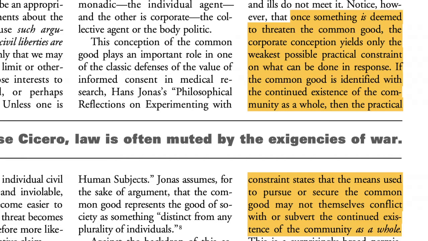If the common good is identified with the continued existence of the community as a whole, then the practical constraint states that the means used to pursue or secure the common good may not themselves conflict with or subvert the continued existence of the community as a whole. So when we're thinking about the practical constraint, this has us again consider what are the boundaries, the limits in responding to threats to the common good. And the corporate conception says, well, you could do anything in response to the threat as long as that response doesn't threaten the continued existence or proper functioning of the community or society as a whole.